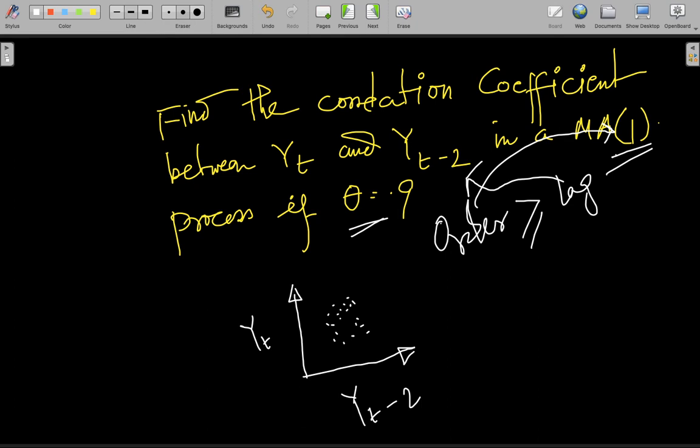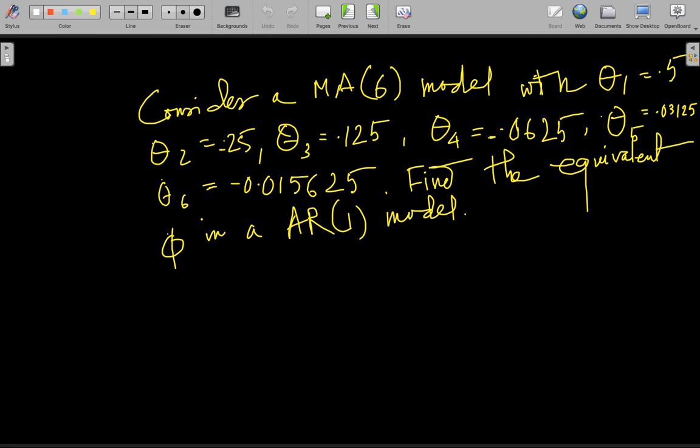Now let us look at another problem. This is a problem about an MA(6) model, a pretty high order model, with theta 1 equal to 0.5, theta 2 equal to minus 0.25, theta 3 equal to 0.125, theta 4 equal to 0.0625, theta 5 equal to 0.03125, theta 6 equal to minus 0.015625. Find the equivalent phi in an AR(1) model.